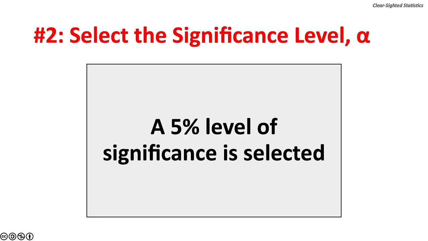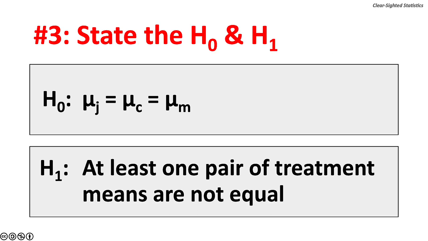Step 2, a 5% significance level, is selected. Step 3, state the null and alternate hypotheses. The null hypothesis: the population mean or mu for Jittery Joe equals mu for Caffeine Carl equals mu for Muriel Bristol. The alternate hypothesis: at least one pair of treatment means are unequal.